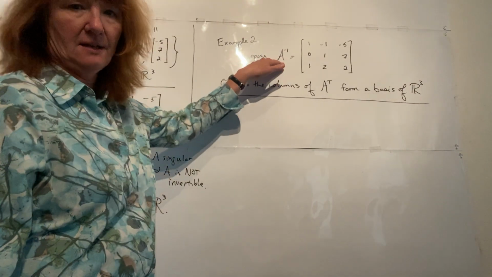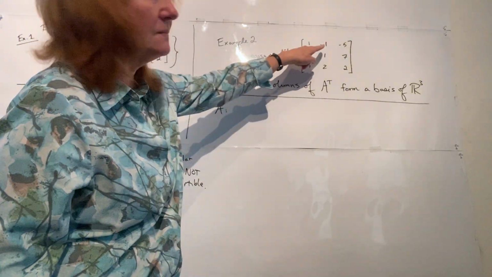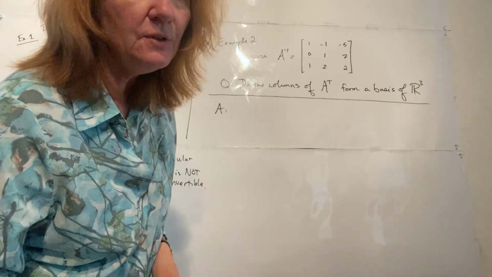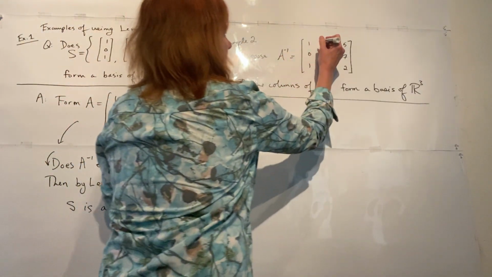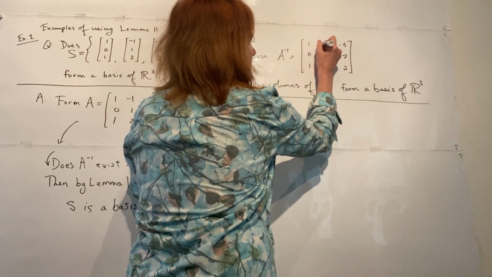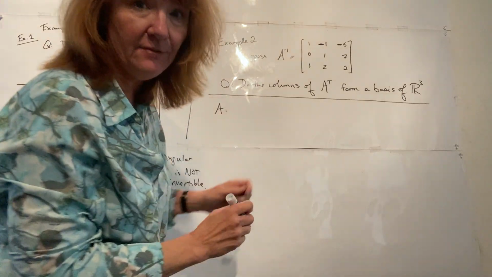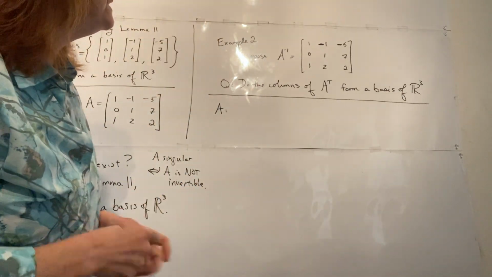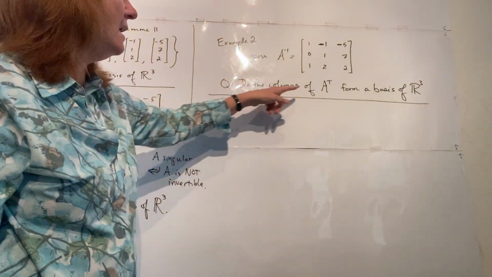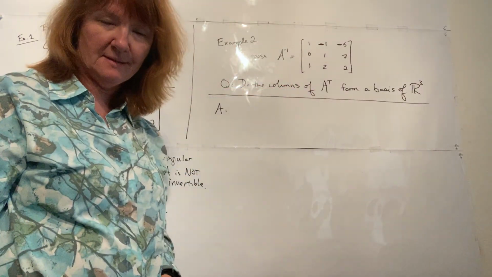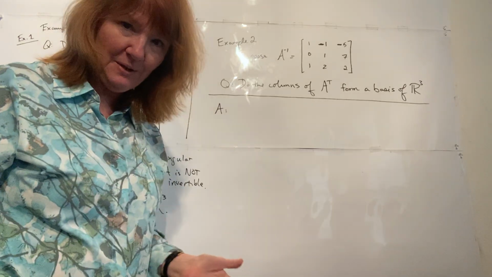Another example of using this lemma, these ideas. Suppose you're given a matrix A inverse. Okay. Make sure that you can see there's negatives here on the 1 and on the 5. Without one of those, I think it actually becomes a singular matrix. Yeah, without this one, that becomes a singular matrix. So it's definitely an inverse of some matrix. Okay, so the question is, do the columns of A transpose form a basis of R3?